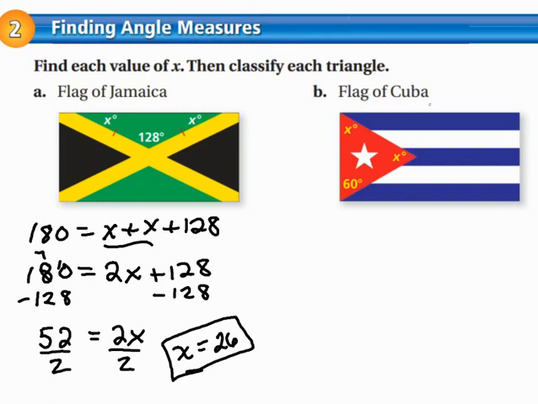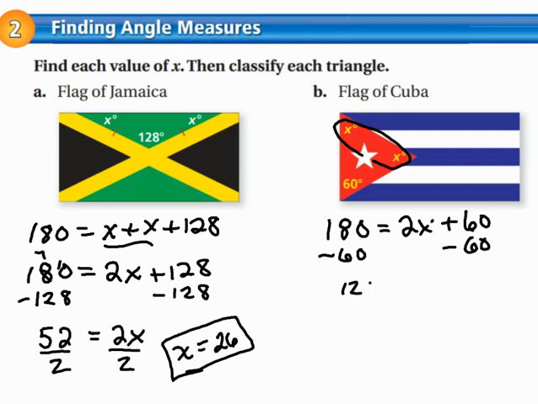On the flag of Cuba, we have a 60-degree angle and 2 x's. So we have 180 equals 2 x's plus 60. I just went ahead and added those two together right from the start. So then we can subtract 60 from both sides, and we get 120 equals 2x. Divide by 2, you get x equals 60. So each one of those two angles are 60 degrees. And each of these two angles are 26 degrees.